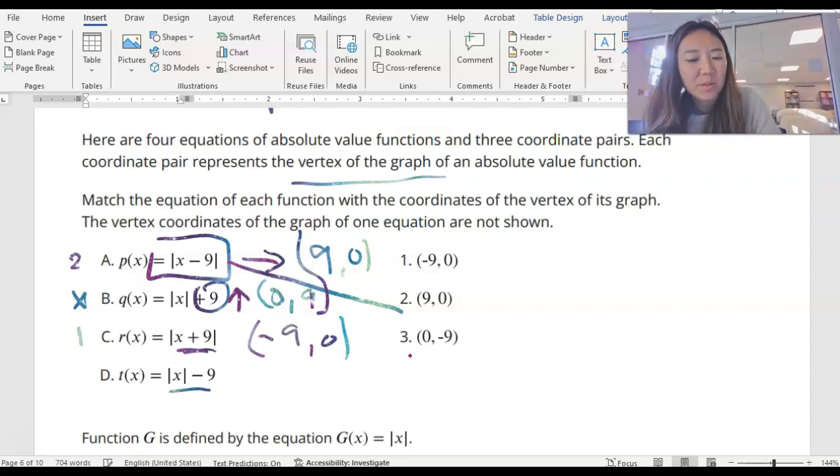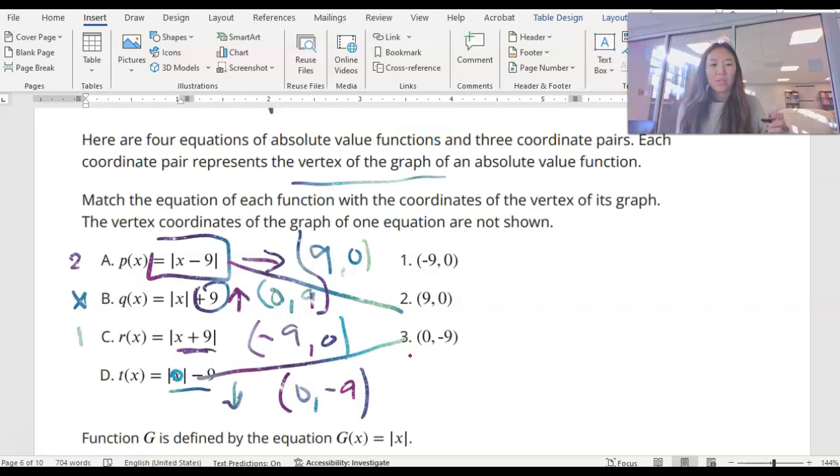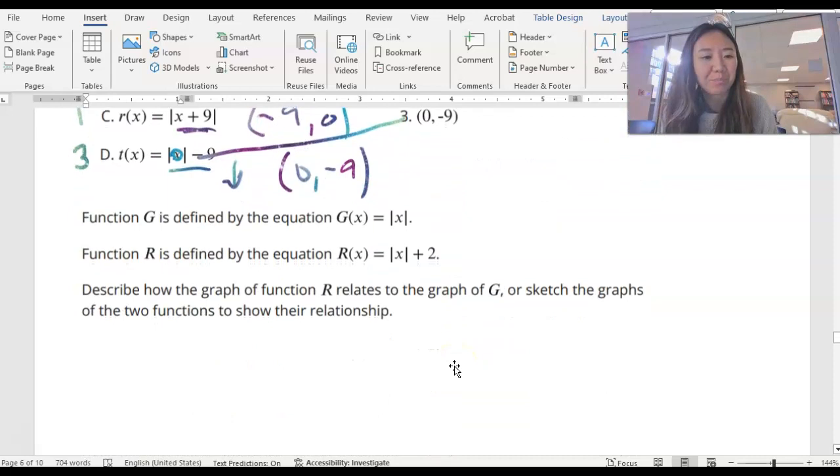And then this last one, the minus 9 means I'm going down. And so I would have 0 comma negative 9. And I know that because if I plug in 0, 0 minus 9 gives me negative 9 as an answer. So I know that that works. So that's one way that you can test it to make sure, if you can't remember which way you're going to go. So this is equation number 3, or sorry, vertex number 3.